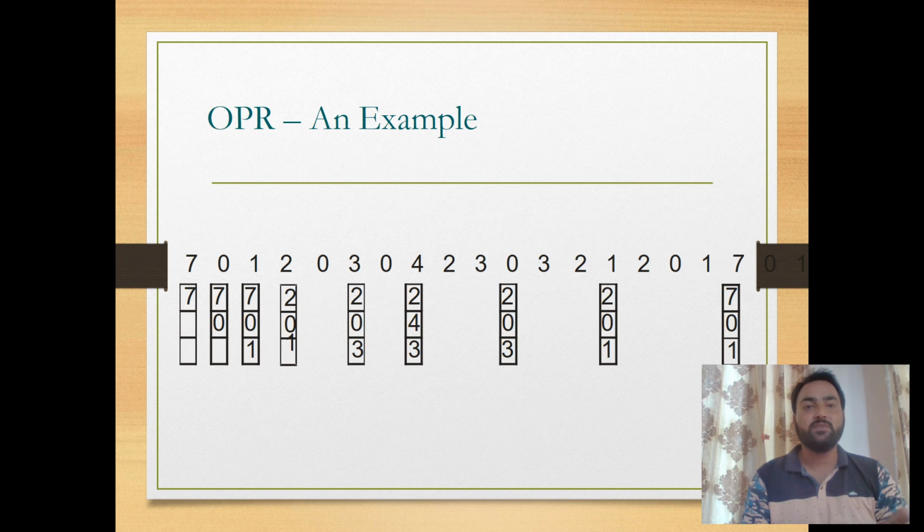Page fault count was 15 in FIFO. With the same string, optimal page replacement produces a page fault count of 9. So it is the best algorithm among all, and till now we have studied FIFO and optimal page replacement. Of the two algorithms, optimal page replacement is the better algorithm than FIFO.